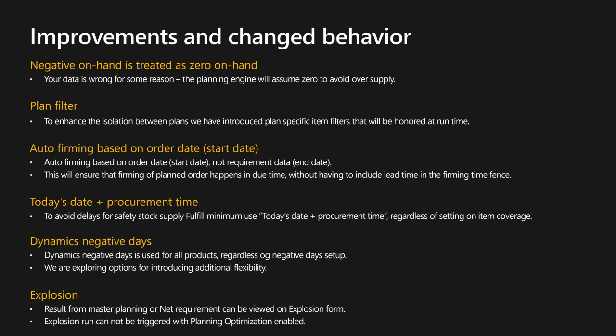The next thing that changed a bit is related to the negative days. So planning optimization always uses dynamic negative days regardless of the setup in your system. This means that the negative days, which is basically the time it will look backwards to see if we can reuse some existing supply whenever we have to fulfill the demand. The dynamic in the word means that it will use the lead time to look backwards.